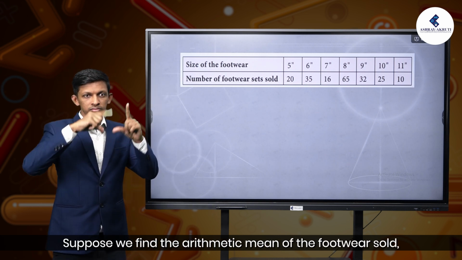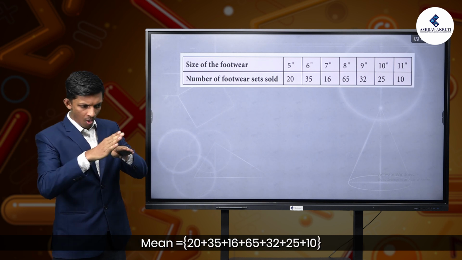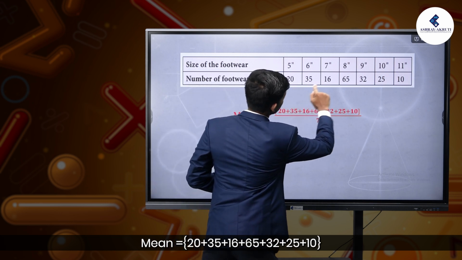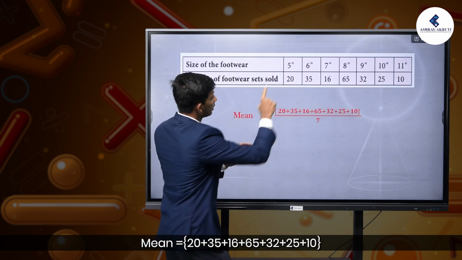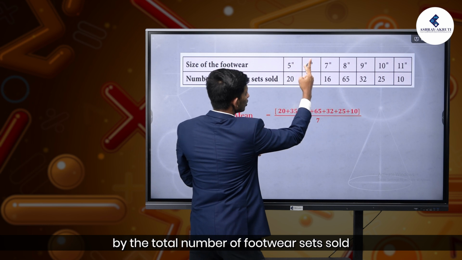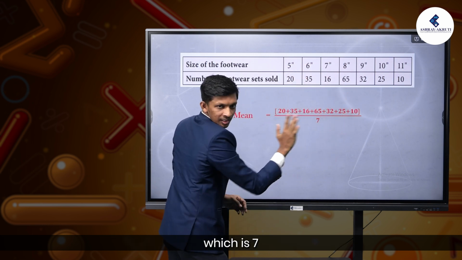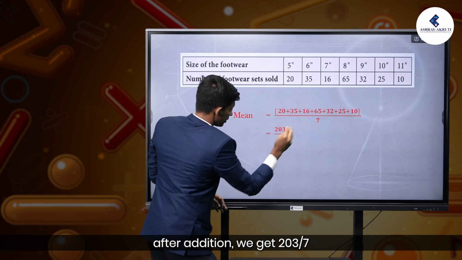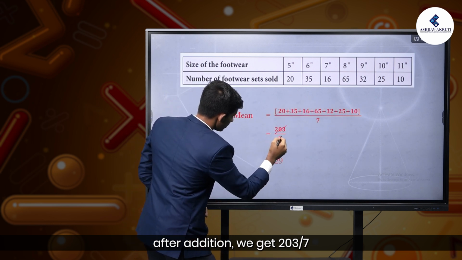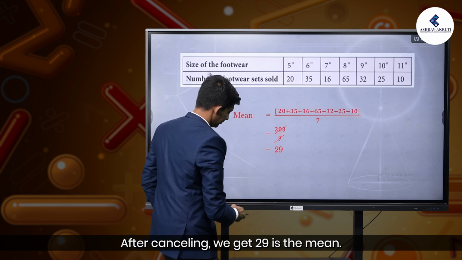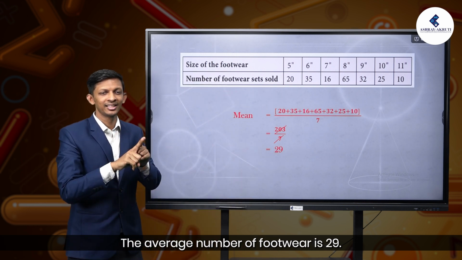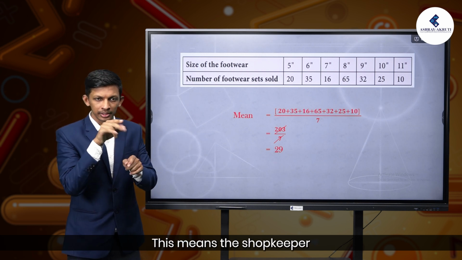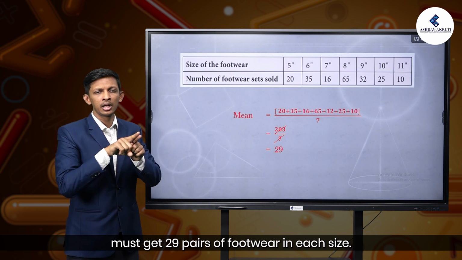Suppose we find the arithmetic mean of the footwear sold. Mean is equal to 20 plus 35 plus 16 plus 65 plus 32 plus 25 plus 10 by the total number of footwear sets sold, which is 7. After addition we get 203 by 7. After cancelling we get 29 as the mean. The average number of footwear is 29. This means the shopkeeper must get 29 pairs of footwear in each size.